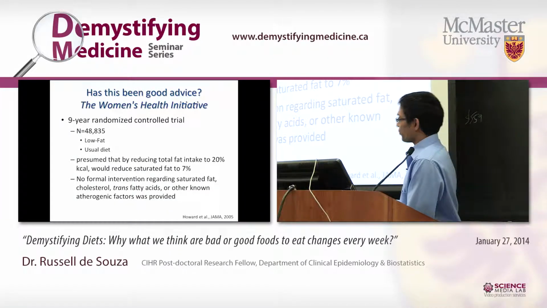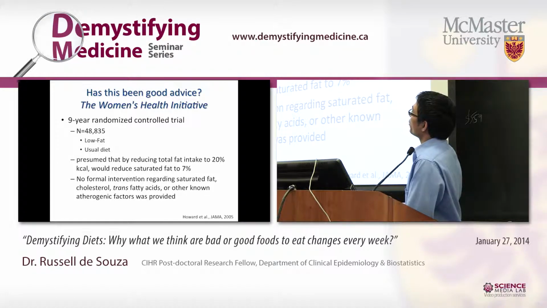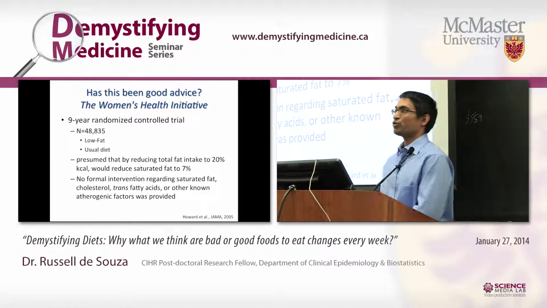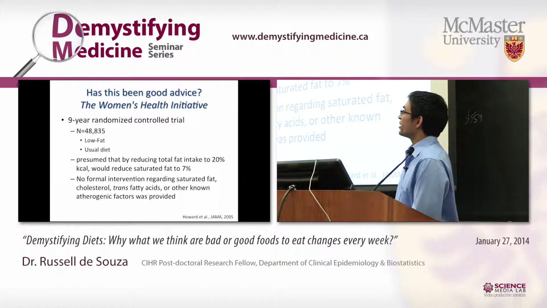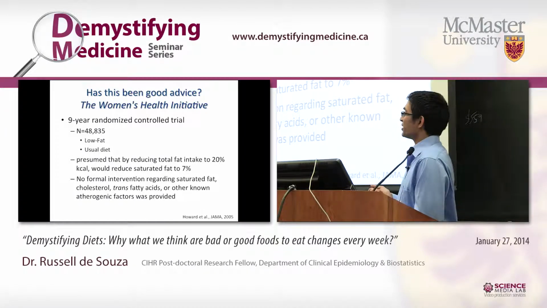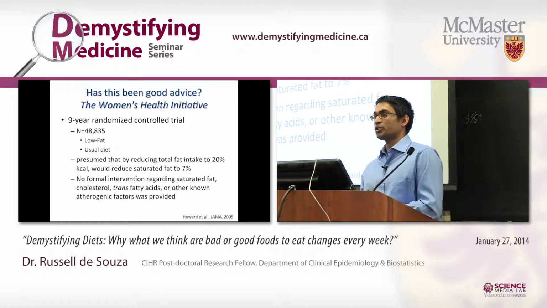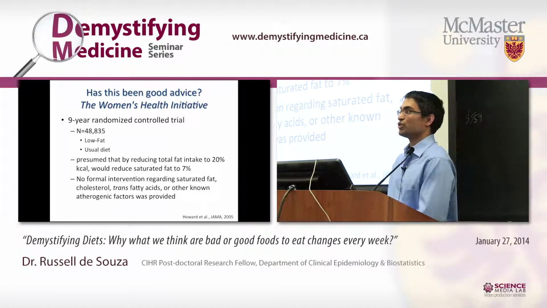So Sonia was talking earlier about the ability of a randomized trial to give us some answers. One of the largest studies conducted of a low-fat diet and heart disease was the Women's Health Initiative. This was a 9-year randomized controlled trial of almost 50,000 women who were randomized to either a low-fat diet or their usual diet. It was presumed that by targeting a reduction in total fat, the women would also reduce their saturated fat to 7%. Despite this, no specific information was given to participants on how to reduce saturated fat or trans fat or which substitutions they should make in their diet.